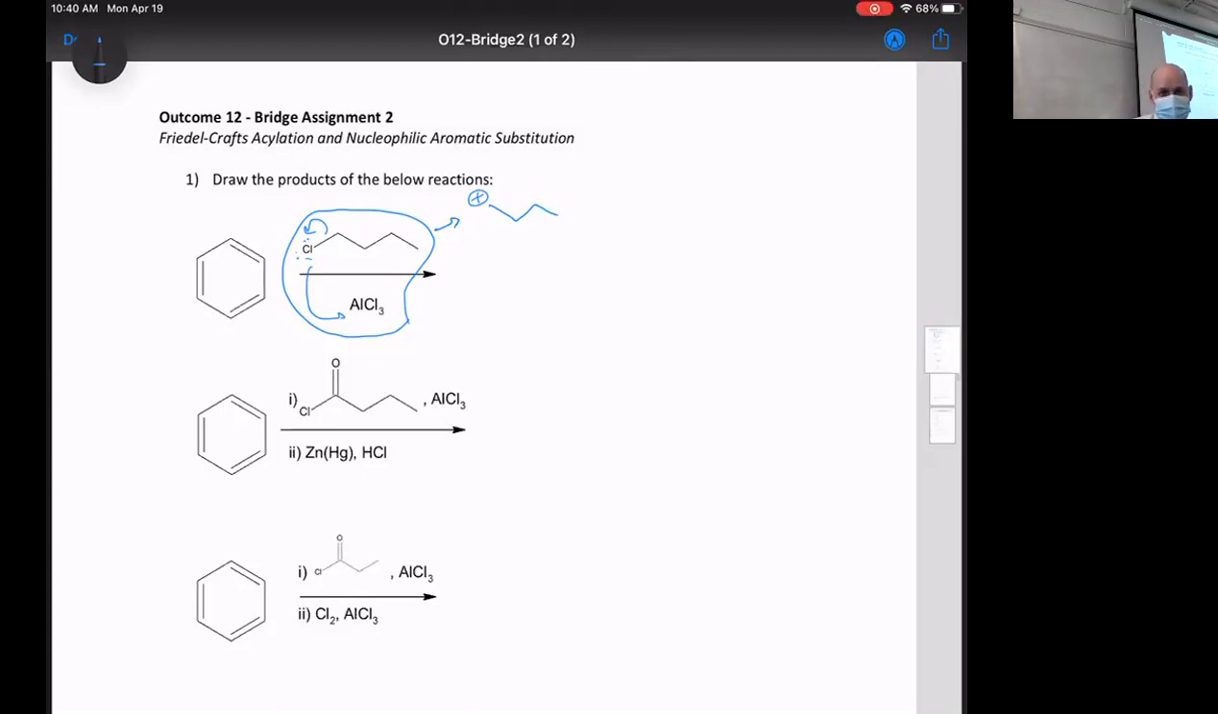And because this is primary and its neighbor is secondary, you won't actually get any of that. You will get this one instead. So this is going to be your electrophile, and that's what's going to substitute onto the ring. And so you're going to have a benzene ring. And what do we take off? The electrophilic aromatic substitution. Exactly. And we replace it with this chunk right here.